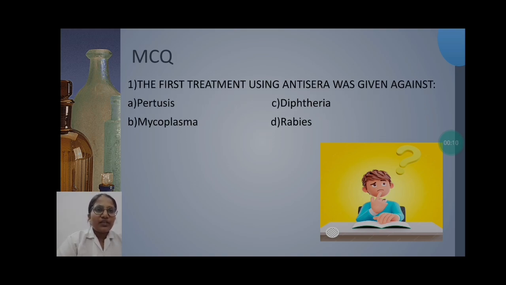So the first MCQ is as follows. The first treatment using antisera was given against option A, pertussis, option B, mycoplasma, option C, diphtheria, option D, rabies. So we have learned in the history of antisera that the first treatment using antisera was given against diphtheria. So option C is the correct answer.